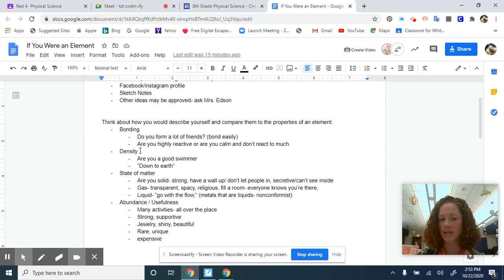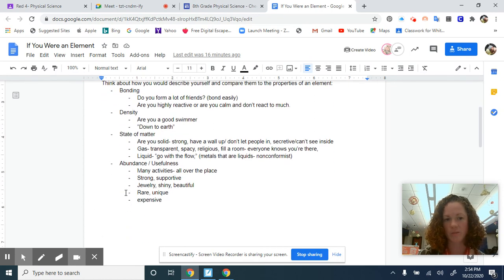Or if you pick a liquid, if you go with the flow, you do what everybody else does. You just kind of go along with what people are saying or what they're doing, so you go with the flow. Or if you pick the metal mercury, that's a metal liquid. Metals usually are not liquids, so that would be like a nonconformist. You don't go with the flow. You want to be yourself. You're unique.